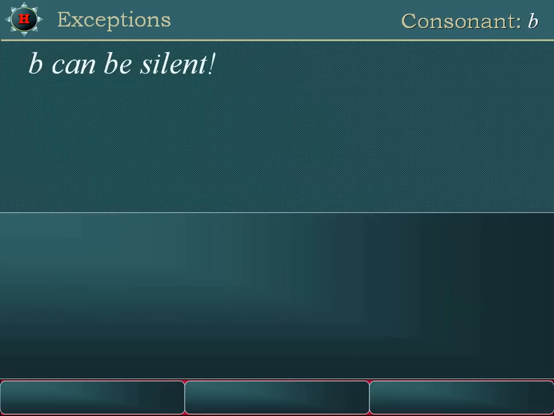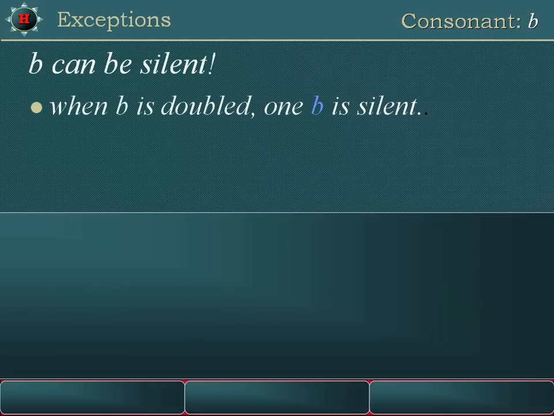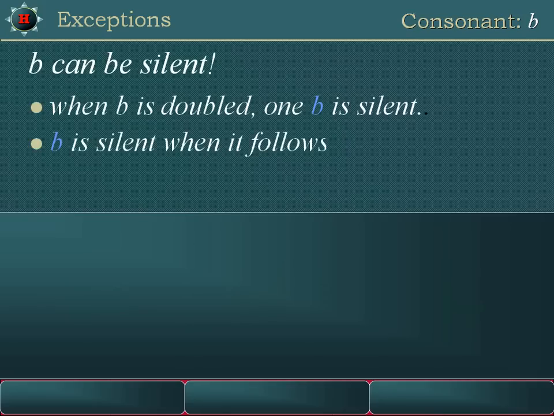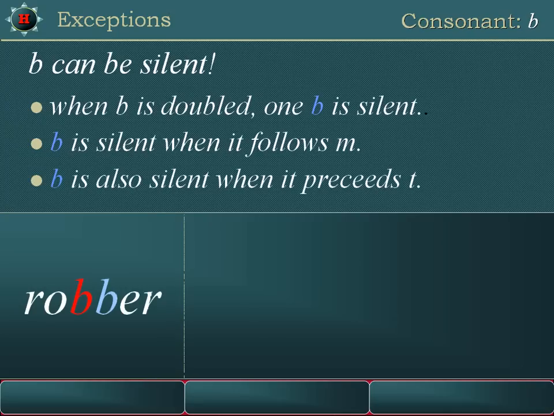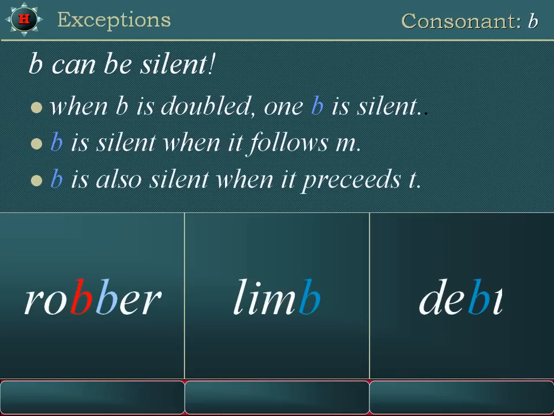However, B can be silent. When B is doubled, one B is silent. B is silent when it follows M. B is also silent when it precedes T. Robber, limb, debt.